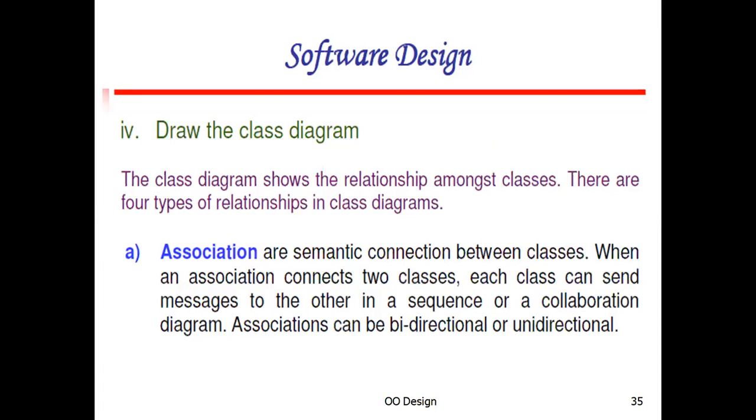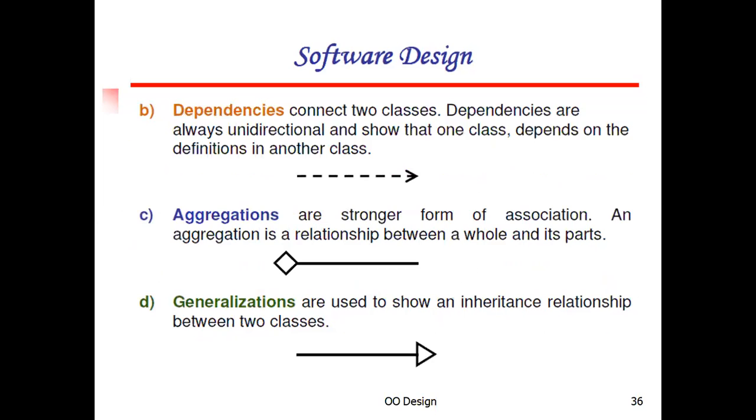First one is association, or the semantic connection between the classes. When an association connects two classes, each class can send messages to the other in a sequence or collaboration diagram. Association can be bidirectional or unidirectional.